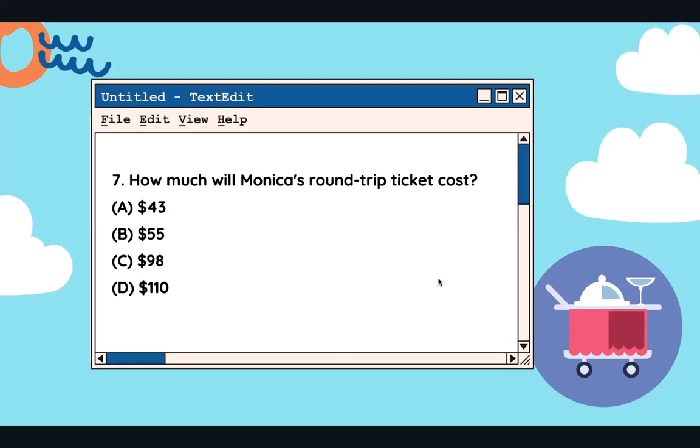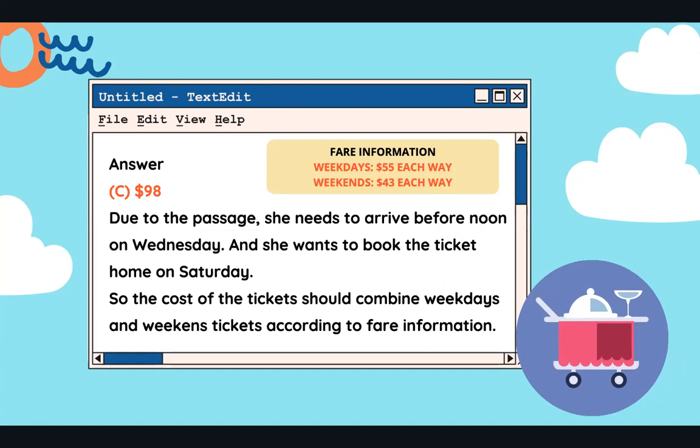Okay, time's up. So the answer is C, $98. According to the passage, she needs to arrive before noon on Wednesday, and she wants to book the ticket home on Saturday. So the cost of the ticket should combine the weekday and weekend ticket according to the fare information. And now I will hand over to Cha.